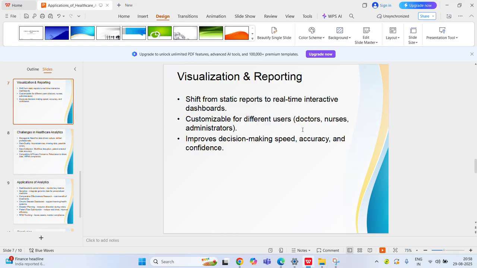Okay. And it improves data decision making as well if we have better visualization and reporting tools. That will certainly improve the decision making speed, so we will have good accuracy and confidence as well in healthcare management.